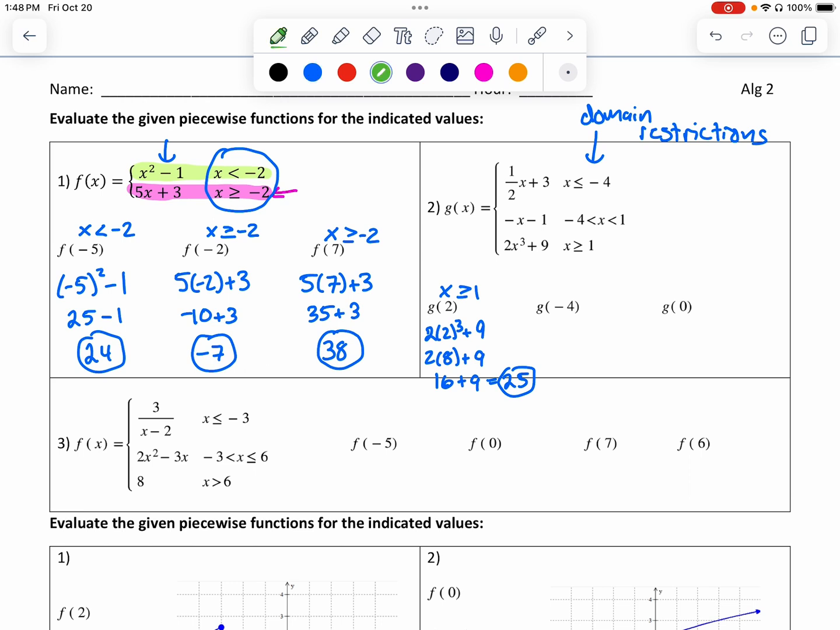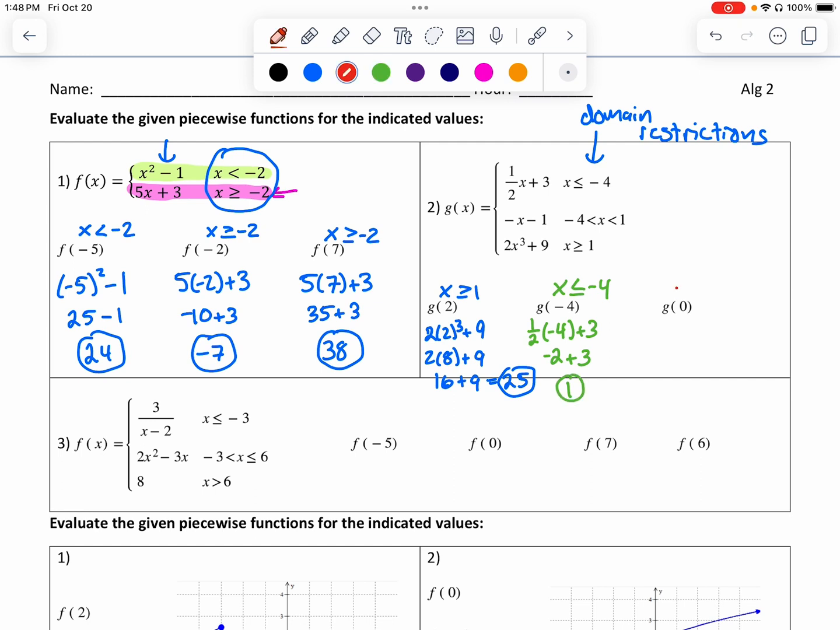For negative 4, I know that's my x, so then I look up at the restrictions. Ooh, negative 4, so it has to be equal to it, so we're going to use the first one, where x is less than or equal to negative 4, so it fits that restriction. So I'm going to plug it into the first equation. So 1/2 times negative 4 plus 3. So 1/2 of negative 4 is negative 2, and negative 2 plus 3 is 1.